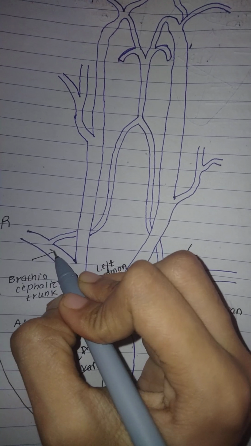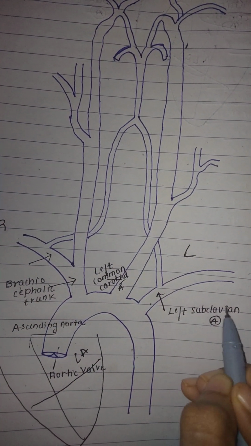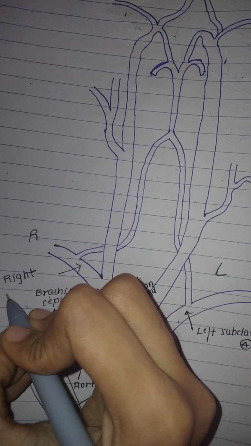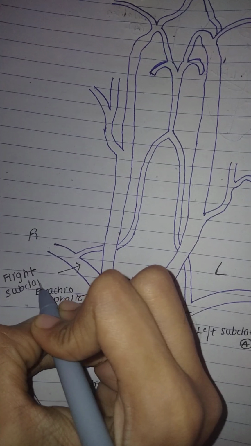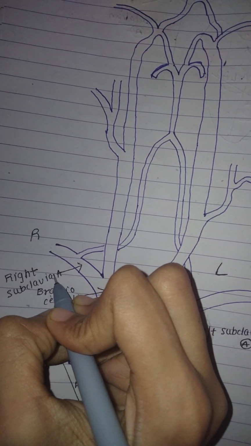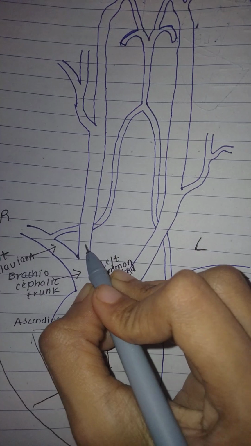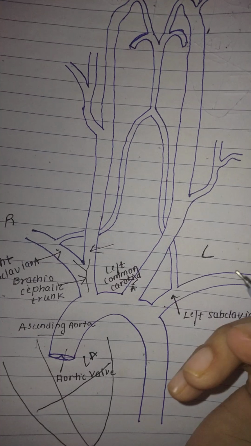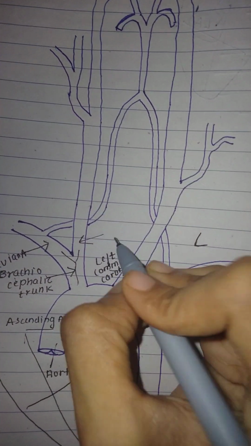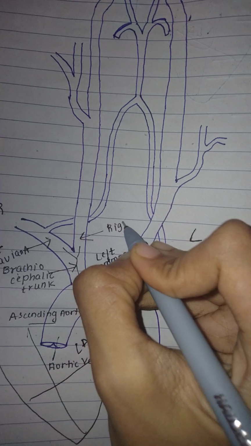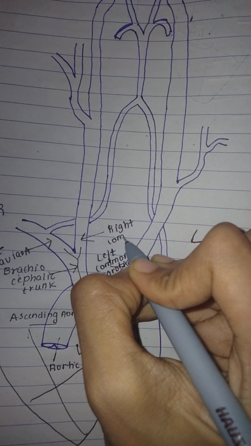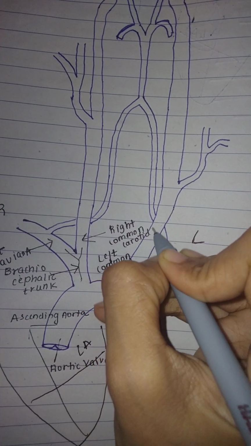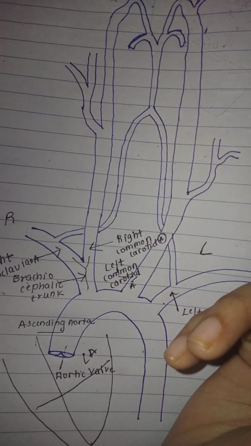Now we know this brachiocephalic trunk is going to divide into 2. One branch is called the right subclavian artery. And one more branch, here it is the right common carotid artery. I hope this is clear.